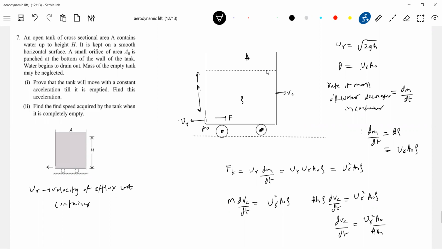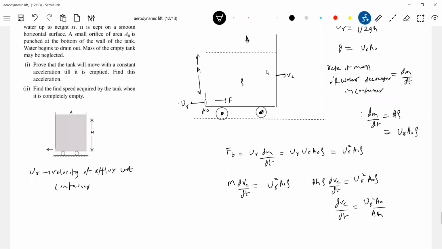What is VC? Rate of change of velocity of container. VC is what? Velocity of container with respect to ground. UR is velocity of flux with respect to container. What is UR square? It should be 2gh.